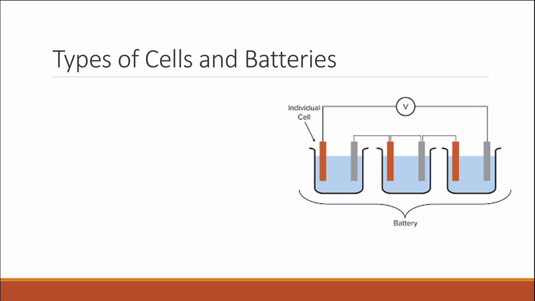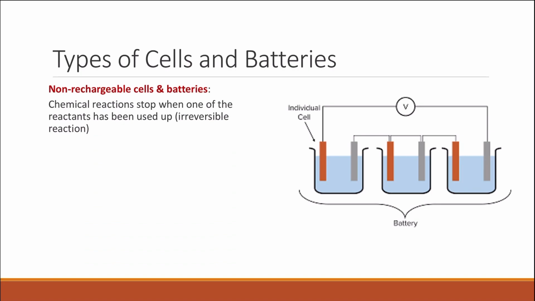So what are the types of electrochemical cells and batteries? There are two types. The first one is the non-rechargeable cells and batteries. In non-rechargeable cells and batteries, the chemical reaction that leads to the generation of electricity will stop when one of the reactants has been completely used up.